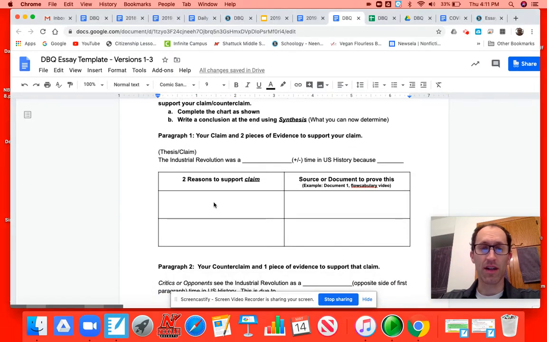In this chart, you're going to tell me your first reason for the revolution being positive or negative. It gave jobs and provided a steady income, or because of child labor. You will then tell me what source you used to find evidence to support that claim. By the way, if you are telling me child labor here, you need to tell me why that's bad.